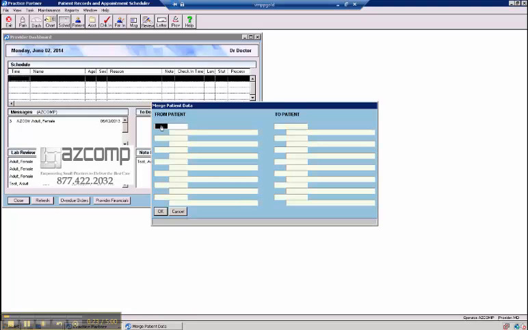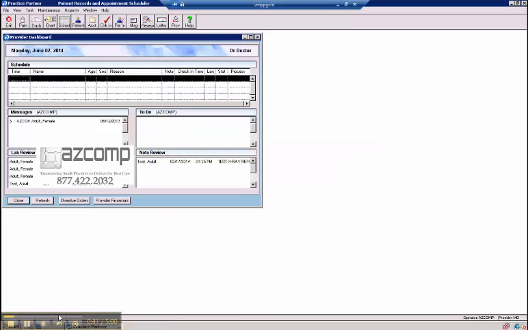You put the From patient, basically the patient you're trying to get rid of, here, and the To patient, where you'd like it to merge into, here. Now, oftentimes a merge is unsuccessful. It'll actually tell you the merge is not successful, files were already found there. If that does occur, I'm going to go ahead and cancel here.